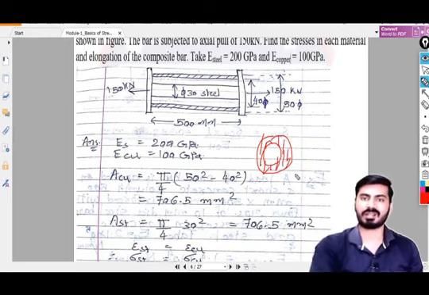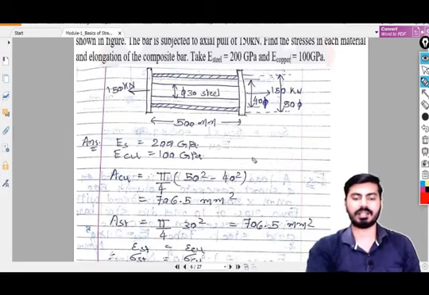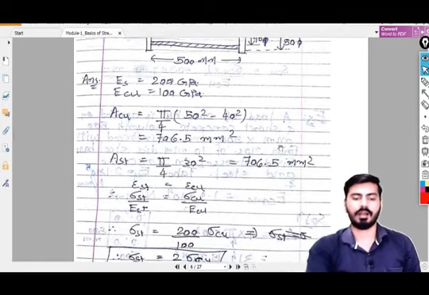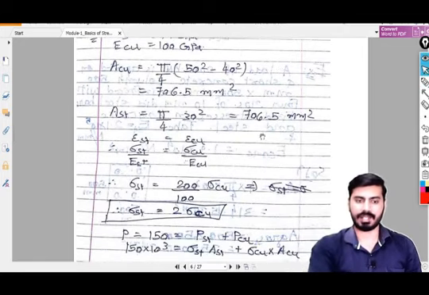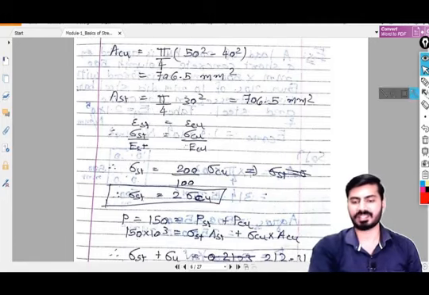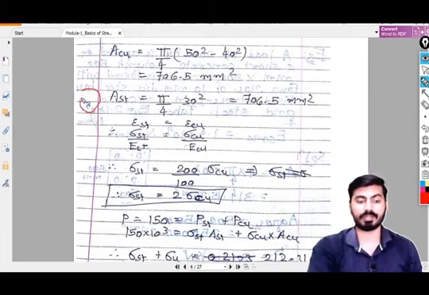What is the area of the circle? That is pi by 4 d square. Pi by 4 50 square minus pi by 4 40 square. So this is our very clear understanding of the area calculation, that is the copper cross section area. Similarly, if you want to find the cross section area of the steel, then steel is a rod which is not hollow. So if you cut the steel material and look from the side view, then it will look like this circular.